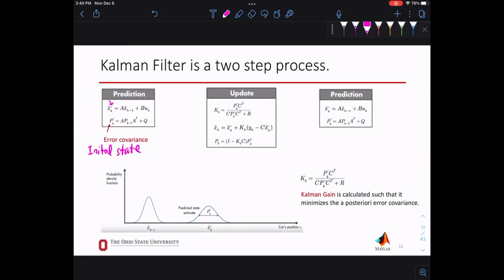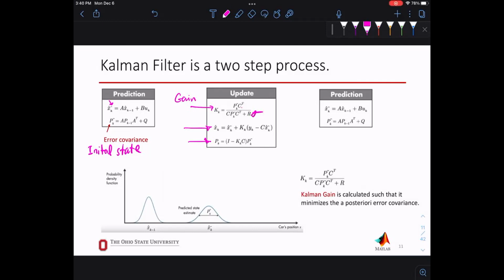Now you're going to update the state. This is the important part. You have to find the Kalman gain, your a posteriori estimation, and then your error covariance. These two you just follow the equation. How do we find the Kalman filter gain? It depends on C, which is how the state impacts the output, from the ABC matrices. And you see here R.